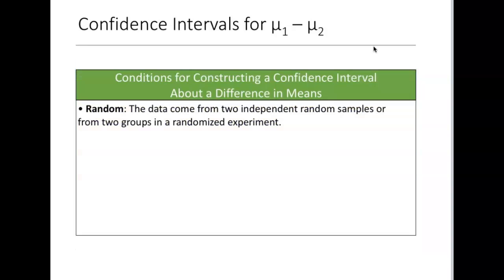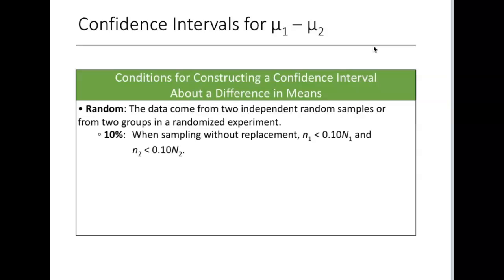But that means you're going to have to check conditions again. So I will just remind us of the conditions. They're the same as they always have been. Random, 10%, large counts, right? Random, you need to make a statement that the data come from two independent random samples or that you're dealing with a randomized experiment. 10%, if you're sampling without replacement, you just need to make a statement that your first sample is less than 10% of your population and your second sample is less than 10% of the second population.